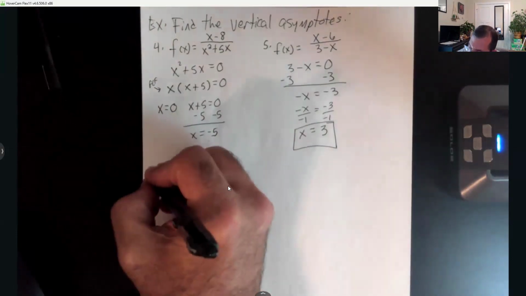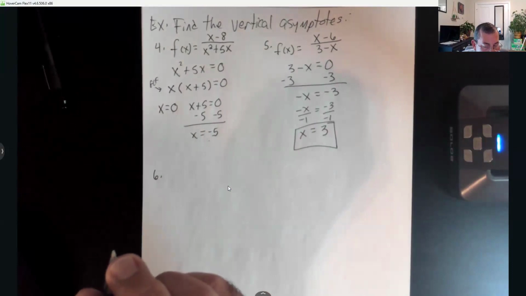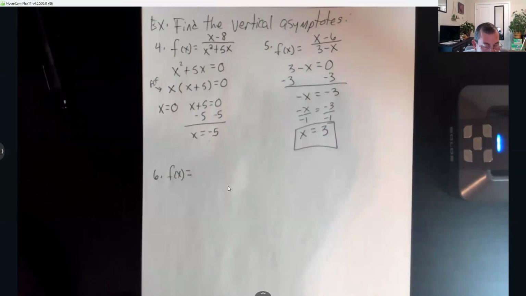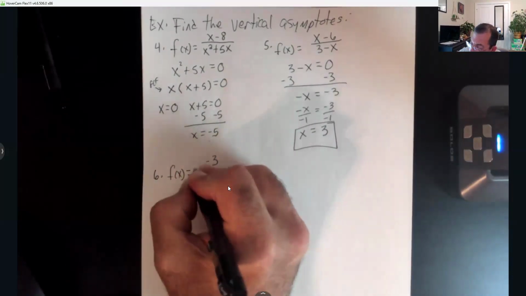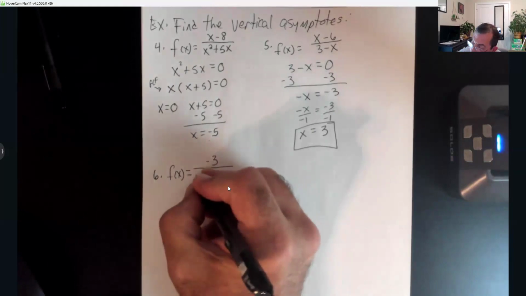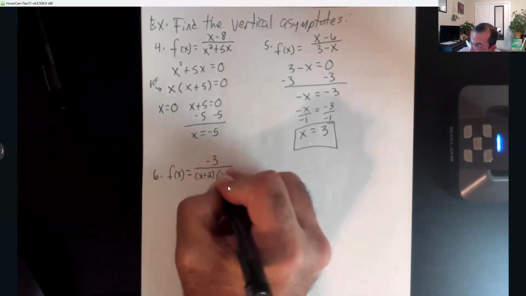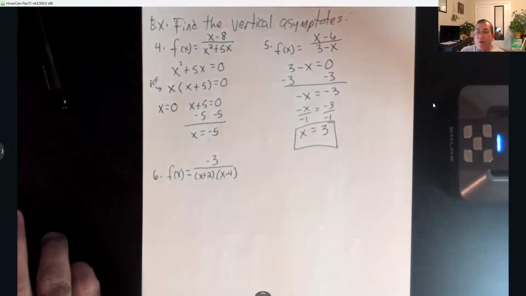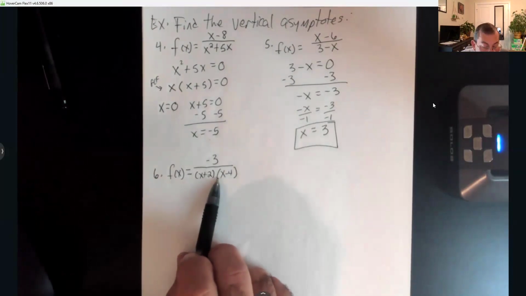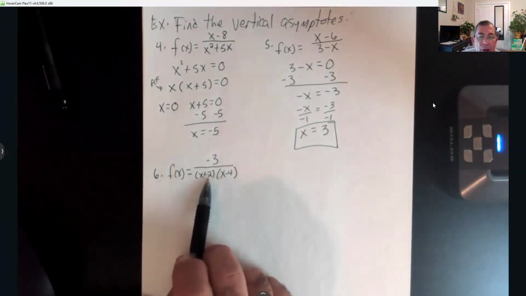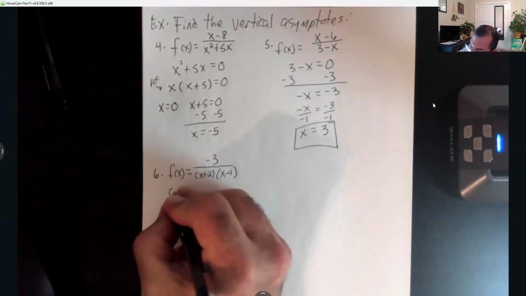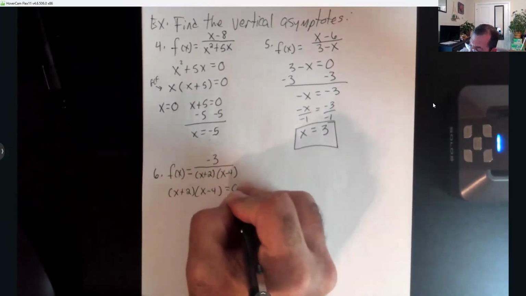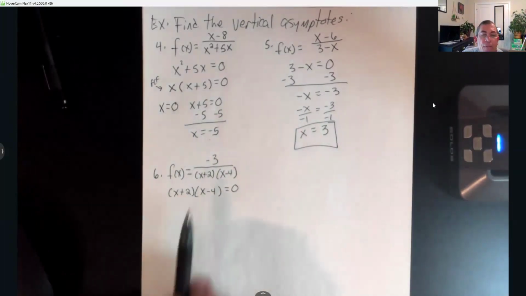All right, y'all, so number 6 here. Same thing, finding our vertical asymptotes. That equals -3 over x plus 2, x minus 4. All right, so we're sort of happy on this one because they've already got it factored on the bottom. All we got to do is take the bottom and set that whole thing equal to 0, and then solve each of our factors.